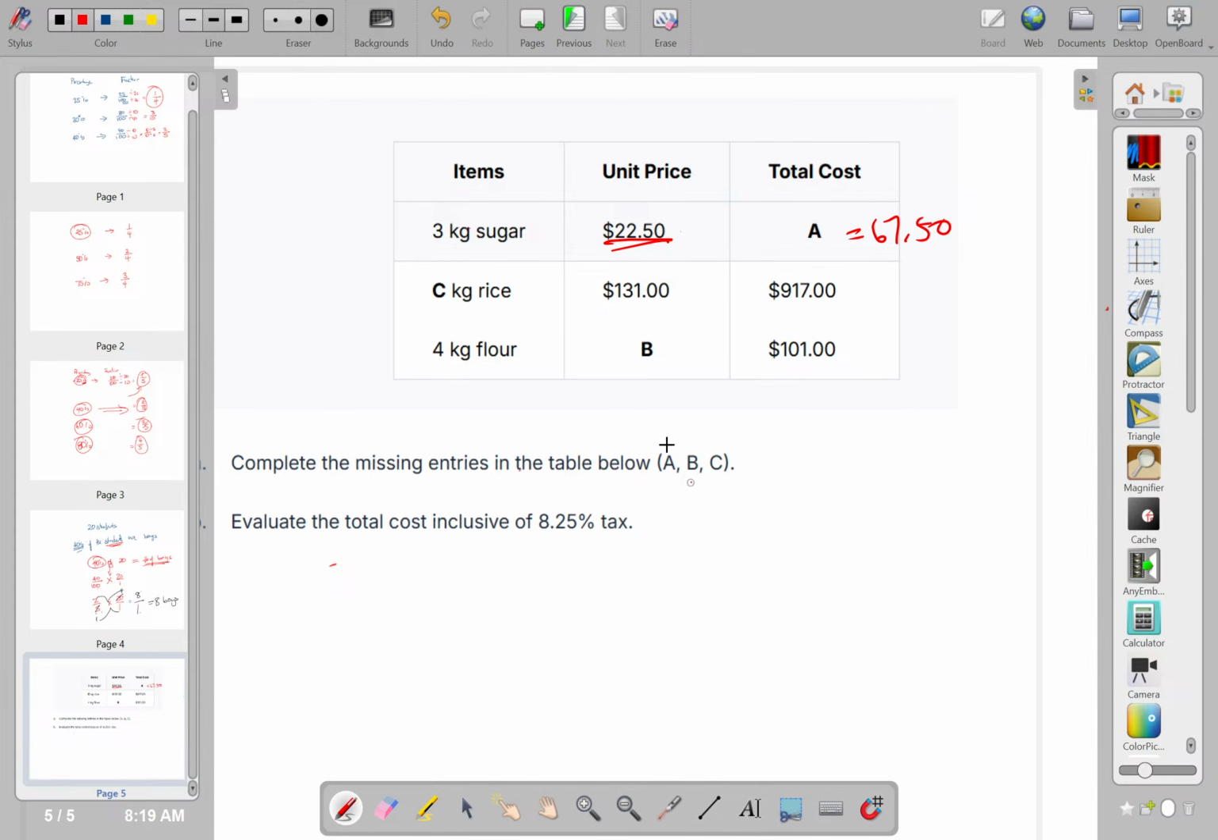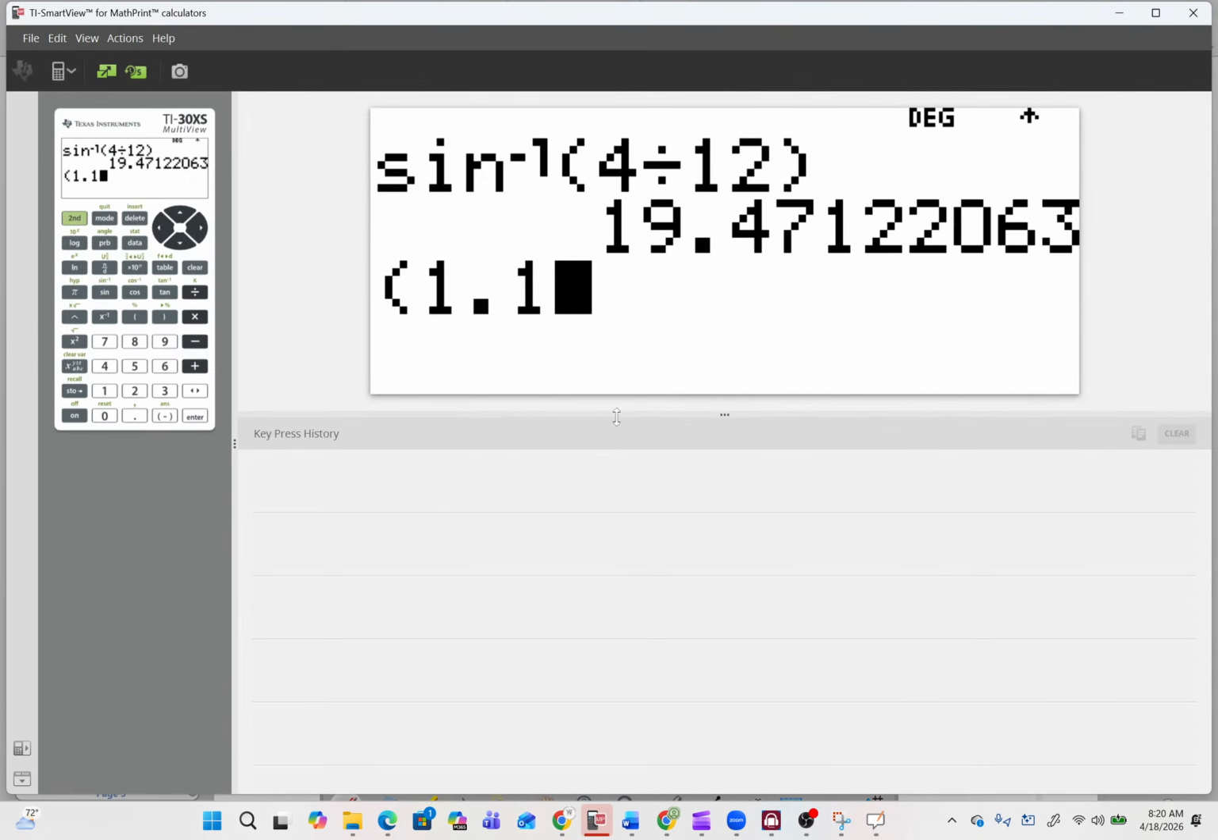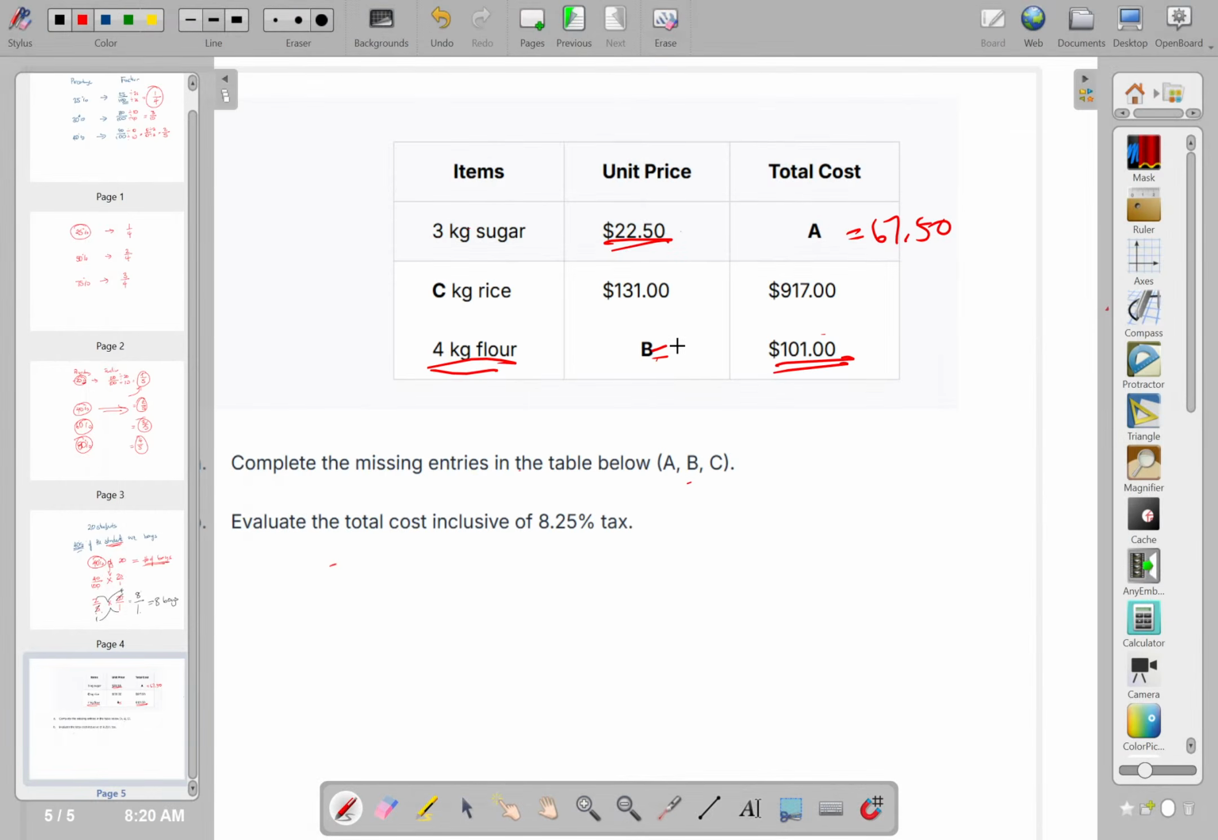So now we need to get B. Now go in order. 4 kilograms of flour cost $101. So how much was B then? How much is B? So 4 kilograms costs $101. What would be the unit price for flour? Once again, once I'm zooming in on one of them, I don't care about anybody else.